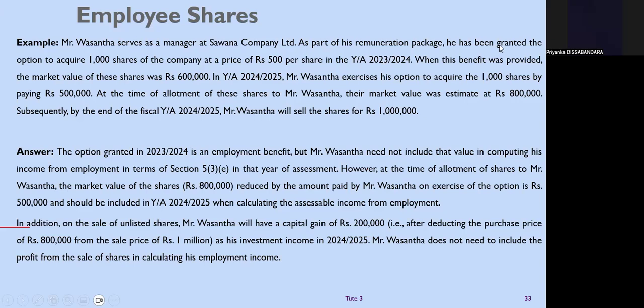He has been granted an option to acquire, not allotted, just granted the option, 1,000 shares at a price of 500. When this benefit was provided, the market value of these shares was 600,000. So 600,000, in year 24-25.